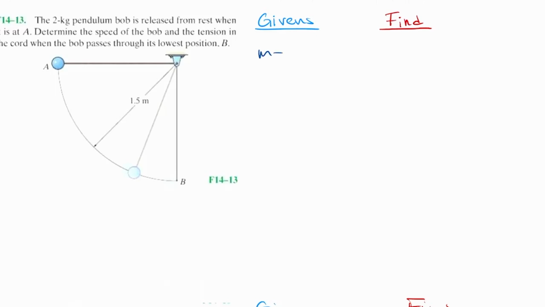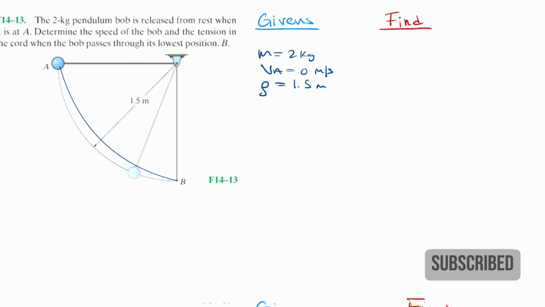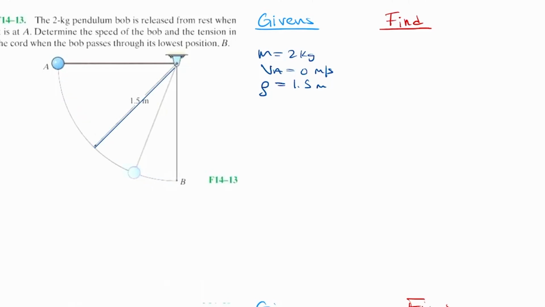All right, so let's write down the givens. The mass is 2 kilograms. We also have the velocity at A. It starts from rest, so the velocity at A is equal to 0. Notice the radius of curvature, because that's the radius of the rope, is about 1.5 meters. So that's the whole length of the rope. As this thing rotates, it's a curvilinear motion with a radius of 1.5 meters. We're looking for the velocity at B and the tension in the cable, because there's a force there.